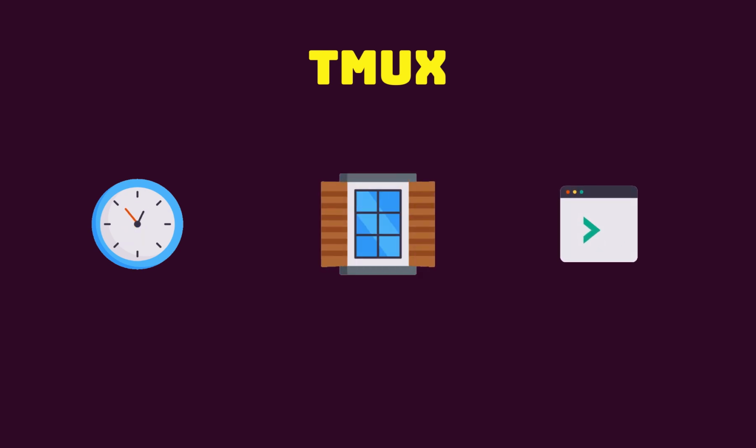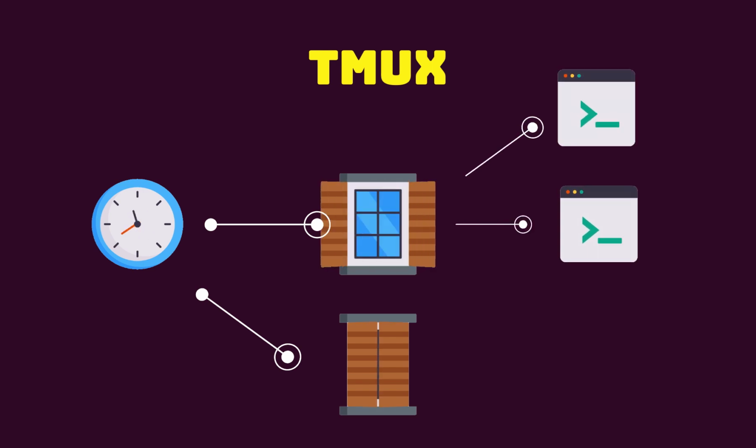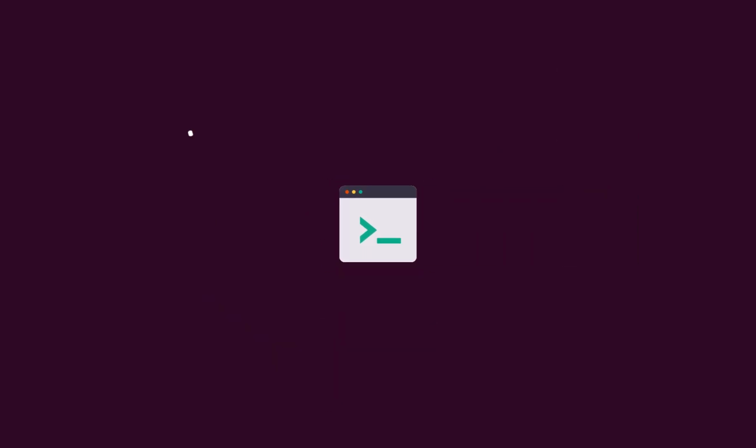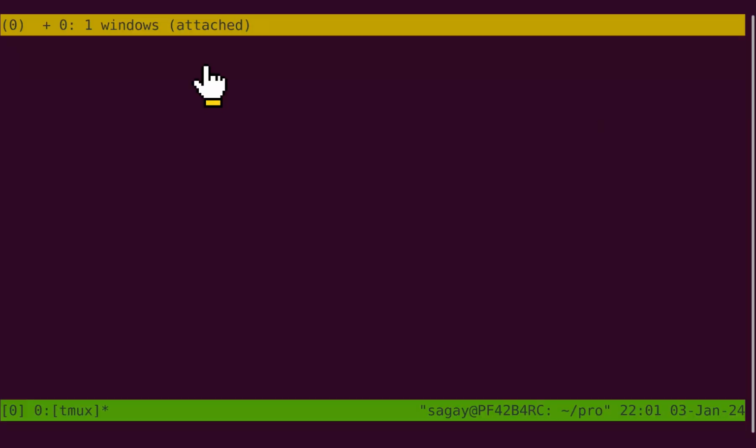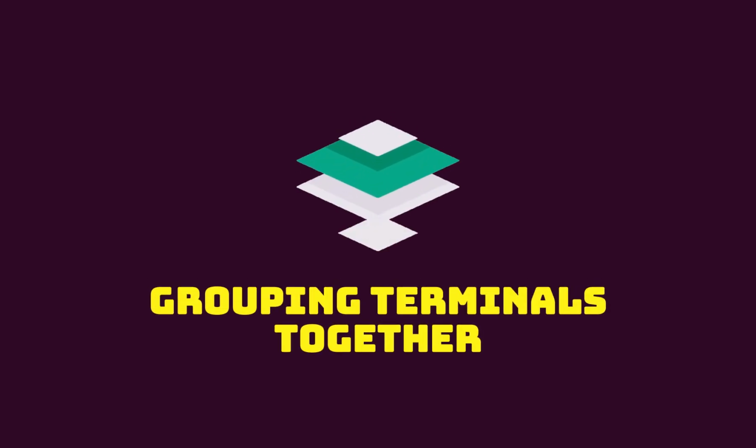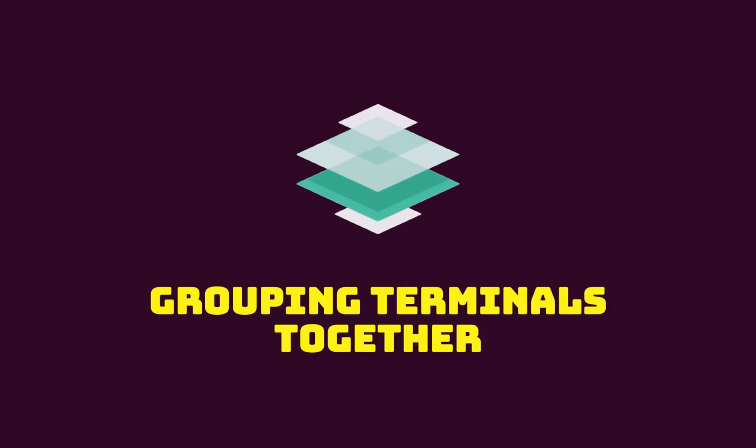Tmux has three important concepts: sessions, windows, and panes. Sessions host multiple windows and windows host multiple panes. The terminals which we interact with are hosted by panes. Here we can see, just starting, tmux creates one default session, one default window, and one default pane, and this pane has a terminal. Sessions and windows are just ways to group these panes together.